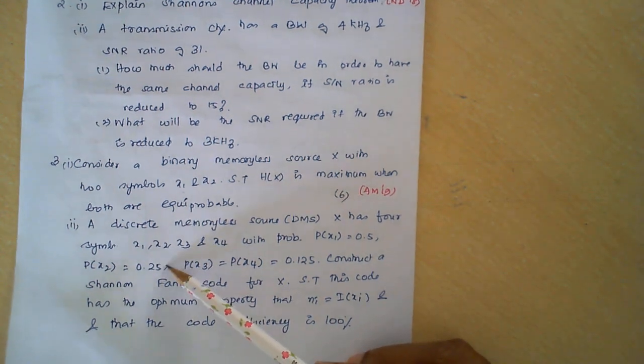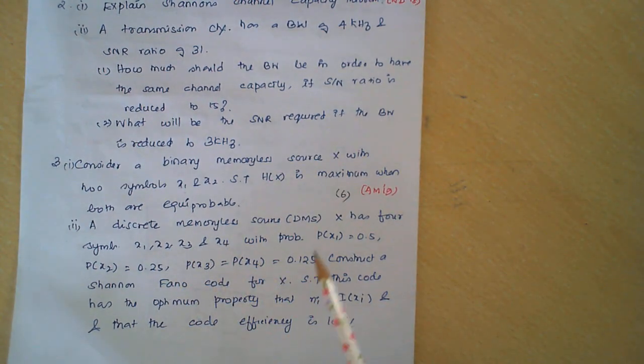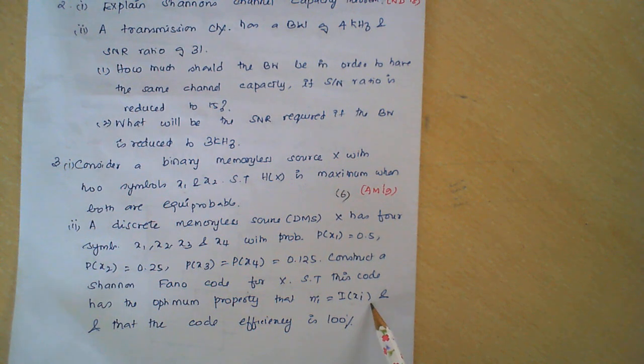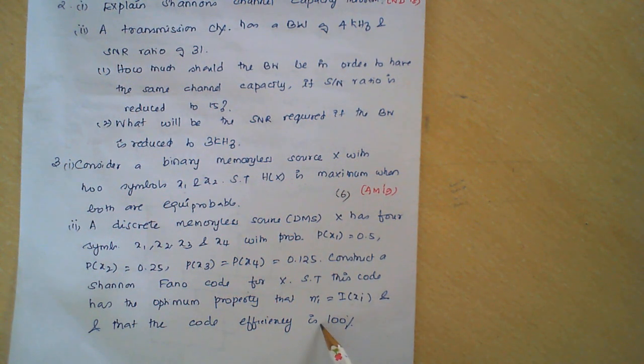And next is a discrete memoryless source, which is nothing but a Shannon-Fano code problem, and along with it they have asked to show that this code has optimum probability when Ni is equal to I of Xi, and its code efficiency is 100%. So you should find out the code efficiency, whether it is achieving 100%. That is the question they have asked.